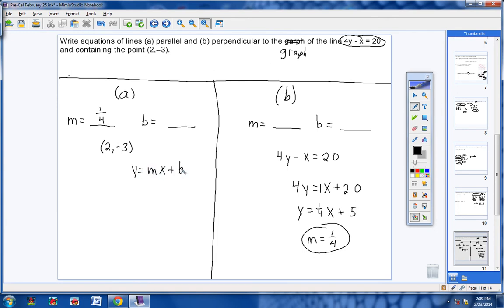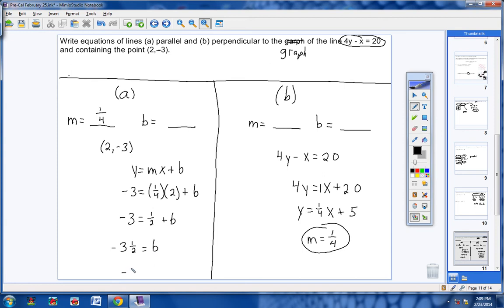y equals mx plus b. So for y, I'm going to put -3. For m, I'm going to put 1/4. For x, I'm going to substitute 2, plus b. Now let's solve for b. First of all, I can simplify the right side of the equation. 1/4 times 2 is 1/2 plus b. And now bring the 1/2 over and make it negative, and you end up with -3.5 equals b.